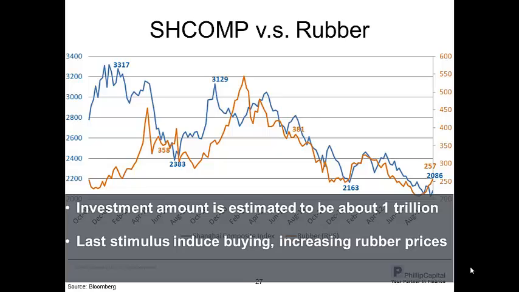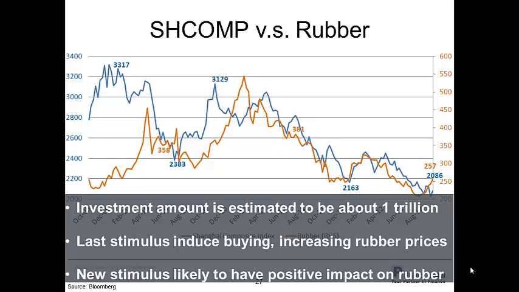In this chart of the Shanghai Composite Index and rubber price, you can see that both of them generally move in tandem with each other. The last stimulus package induced buying, pushing rubber prices higher. The positive outlook on the Chinese economy after the stimulus project will also likely translate to higher rubber prices.